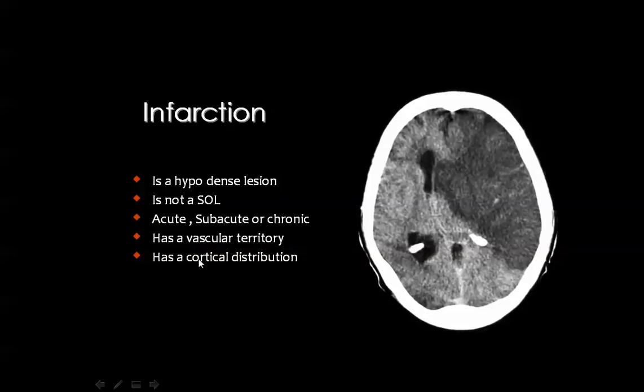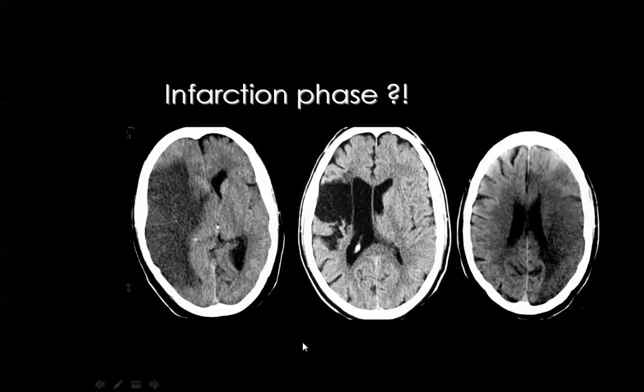Then infarction should have a vascular territory belonging to one of the major arteries, anterior cerebral, middle cerebral, or posterior cerebral. Infarction in most of the cases has a cortical distribution. It has a good base on the surface of the brain, especially if it is large like this one. Then, being a hypodense lesion, how can you know the acute infarction from the subacute infarction from the chronic infarction?